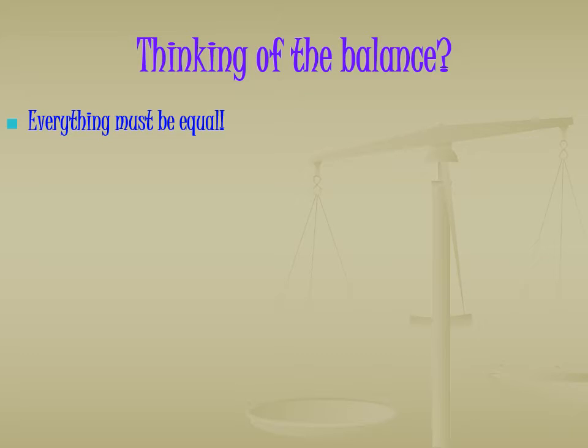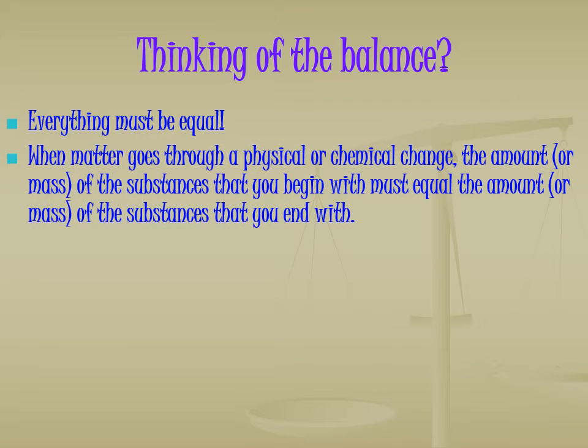Thinking of the balance that we started off the lesson with, everything must be equal. Whenever there's a chemical reaction, the part that goes into the chemical reaction is going to be equal to the part that comes out. So when matter goes through a physical or a chemical change, the amount or the mass of the substances that you begin with must equal the amount or the mass of the substances that you end with. And what that means is that matter was conserved. Nothing was created out of nothing or destroyed. You can't take matter and turn it into nothing, and you can't take nothing and turn it into matter. So the before and after must balance out.